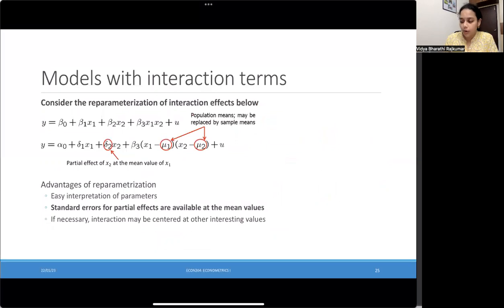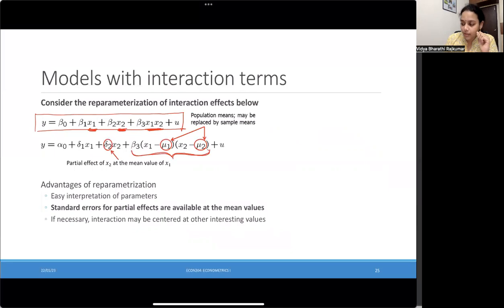Suppose our original model is given by this expression. You have an x1, you have an x2, and an interaction term x1 times x2. Now we're going to redefine this interaction term in a slightly different way. I want you to focus on this particular term that I'm highlighting right now.